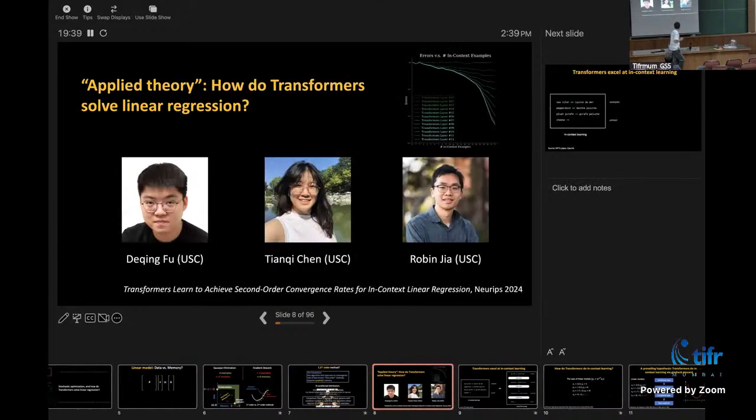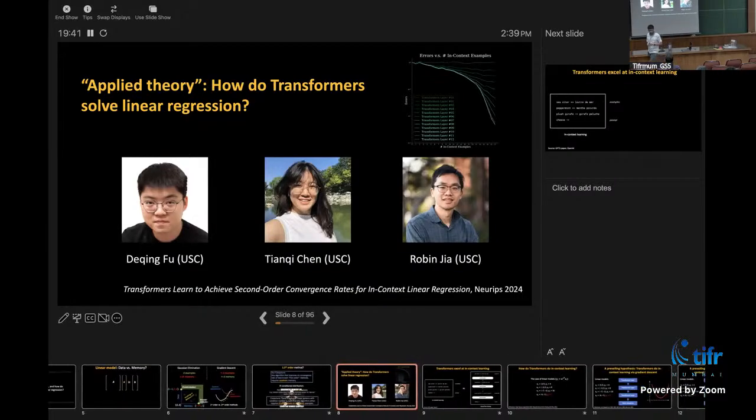And today, for most of the talk, and let's see how fast we go, I'll talk about how we can use some of these ideas that I talked about and optimization theory more generally as well to understand how transformers solve linear regression. This is joint work with Deqing Fu, Tianqi Chen, and Robin Jia.